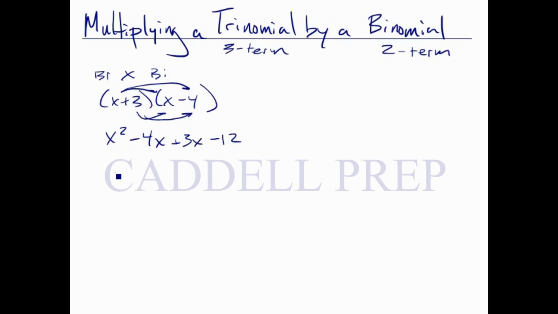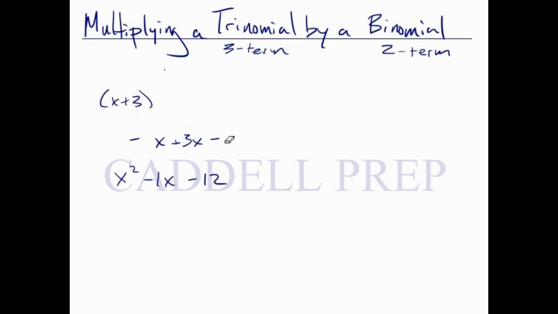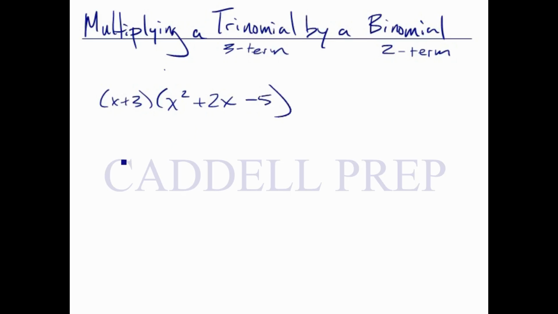Then we combine like terms. X squared, add these together. Negative 4 and 3 is negative 1, so negative 1x minus 12. So that's a binomial times a binomial. But now let's try a binomial times a trinomial. So let's get rid of this. Alright. So instead of x plus 3 times x minus 4, let's try times x squared plus 2x minus 5.